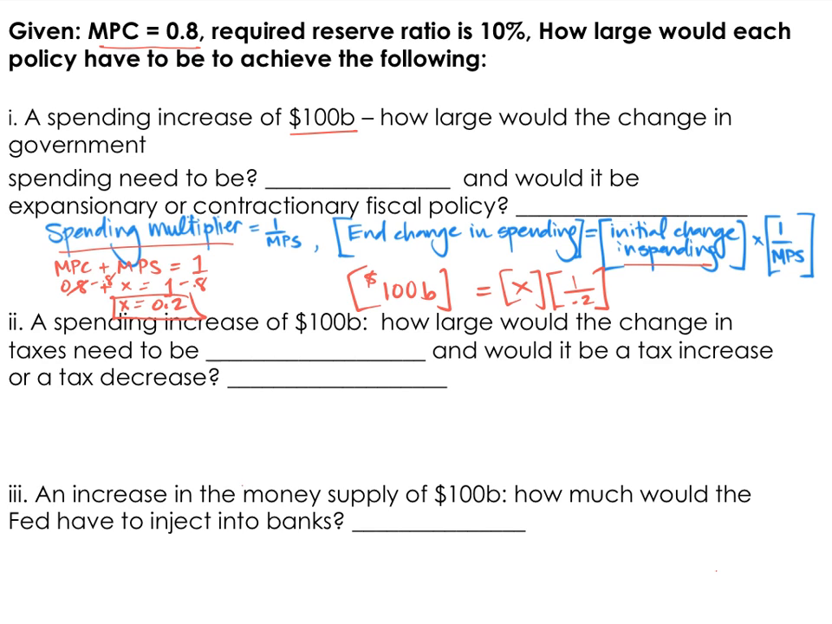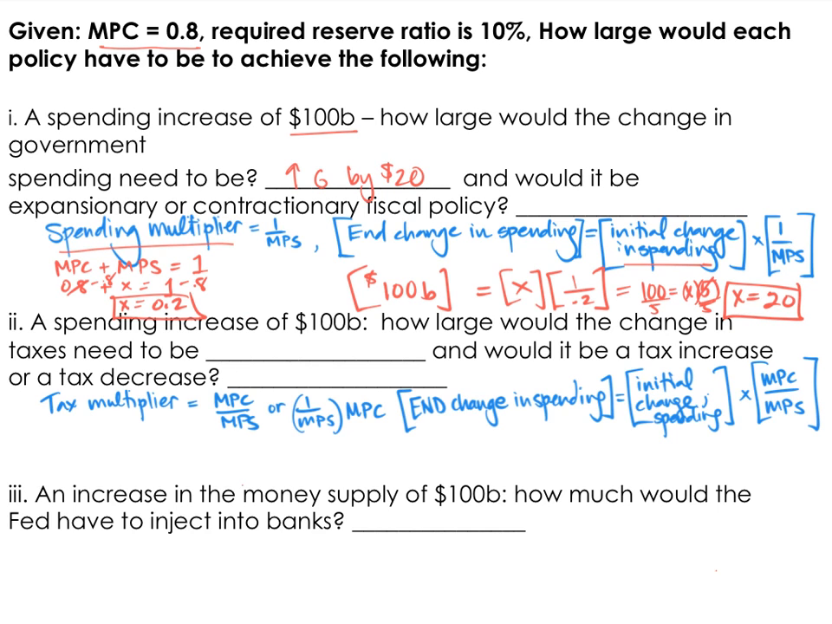So we basically have this algebra problem. We've got 100 billion equals x times 1 over 0.2. So 100 billion equals x times 5. Divide both sides by 5, and you get x equals 20. We need to increase government spending by 20 billion. Let the multiplier, which is about size 5, work through, and we'll get 100 billion at the end of the day.